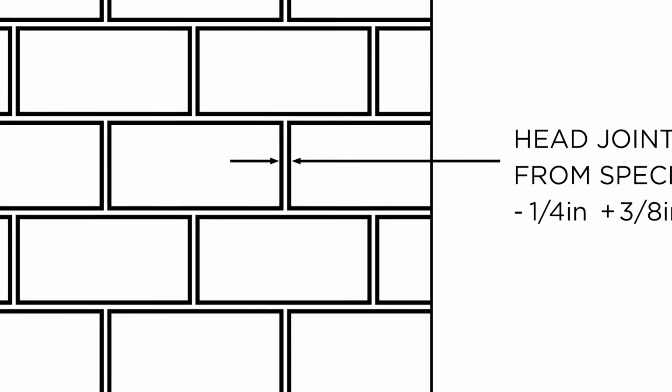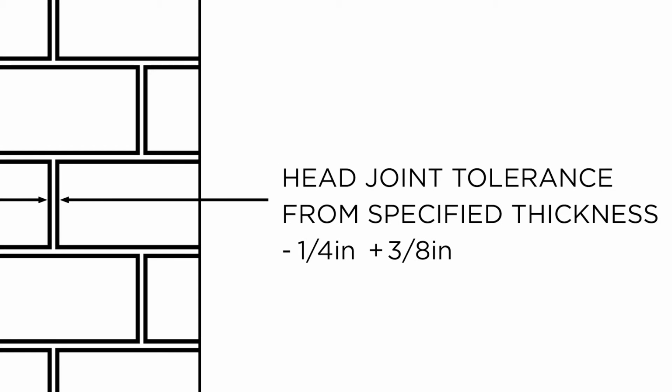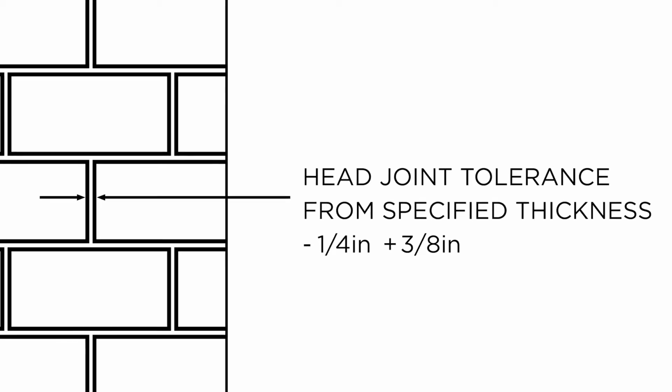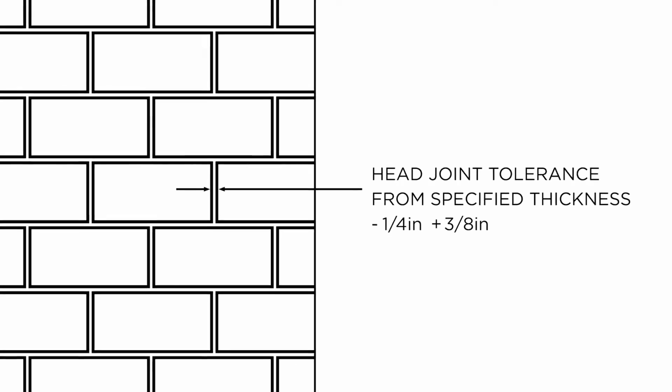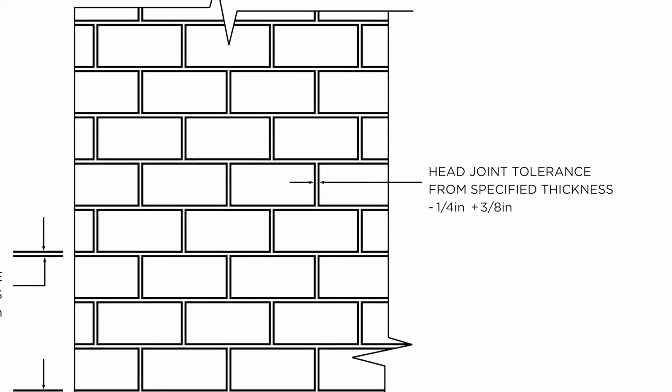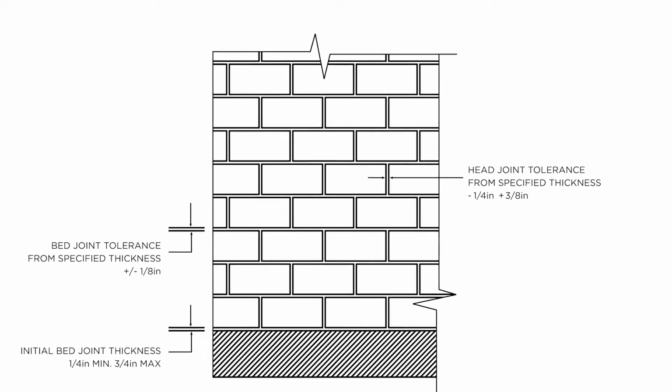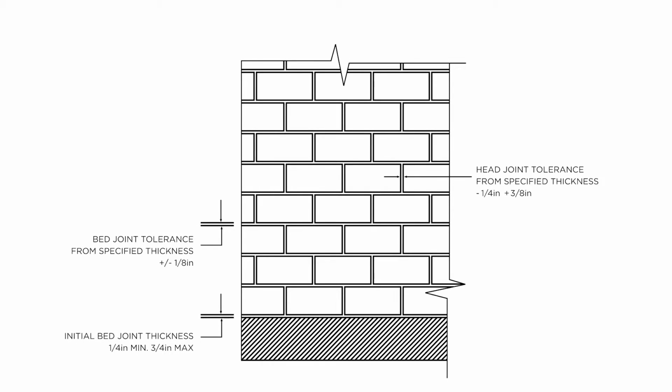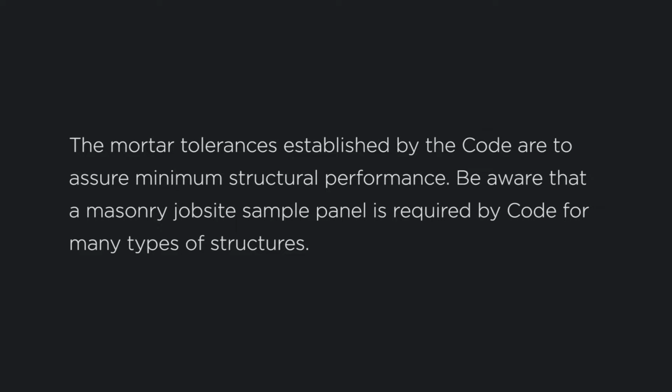If the specified thickness was 3/8 of an inch, permissible mortar bed joint thickness would range from 1/4 to 1/2 inch. In clay, concrete, or stone masonry, head joint thickness is permitted to vary from the specified value by minus 1/4 of an inch and plus 3/8 of an inch. When the specified thickness is 3/8 of an inch, head joints must have a thickness between 1/8 of an inch and 3/4 of an inch. The mortar tolerances established by the code are to assure minimal structural performance.